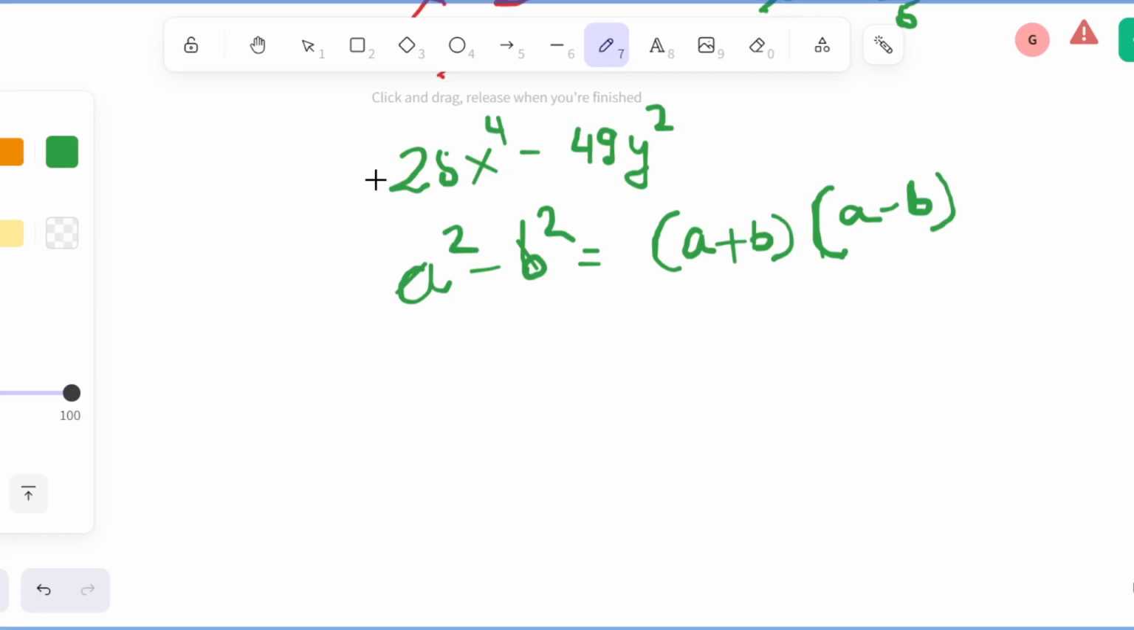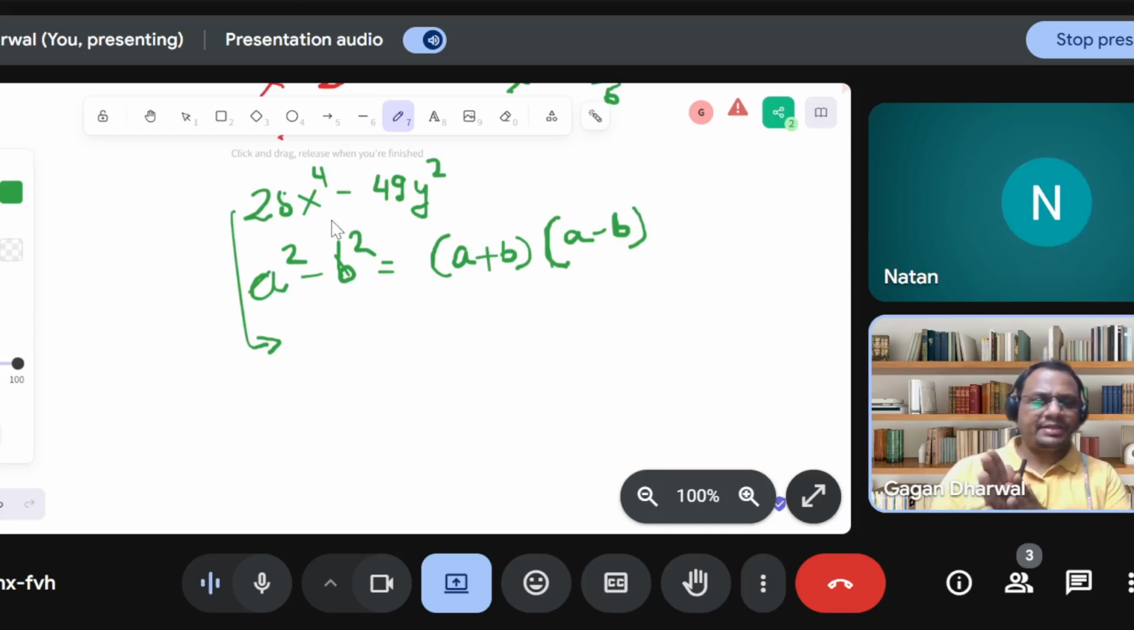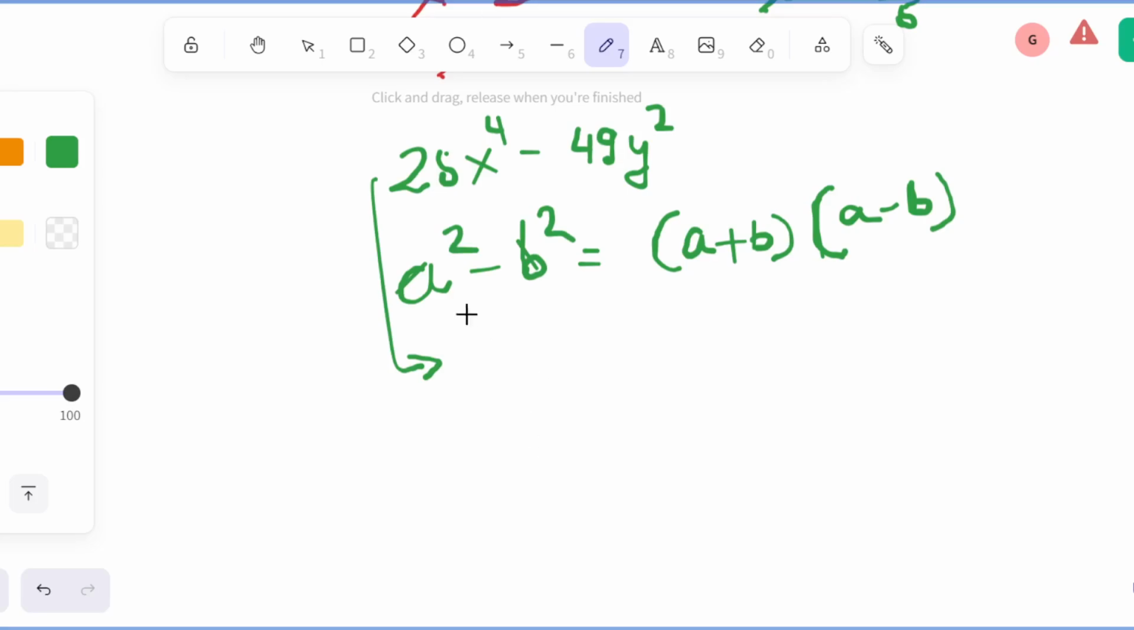The same here, Nathan. Let's see what we need to do. You have to express this in a square minus b square form, right? So how can we do that? If you see, 25 can be written as 5 square, and x raised to power 4, you can write it like this, and then square it. One second, like this, yeah.